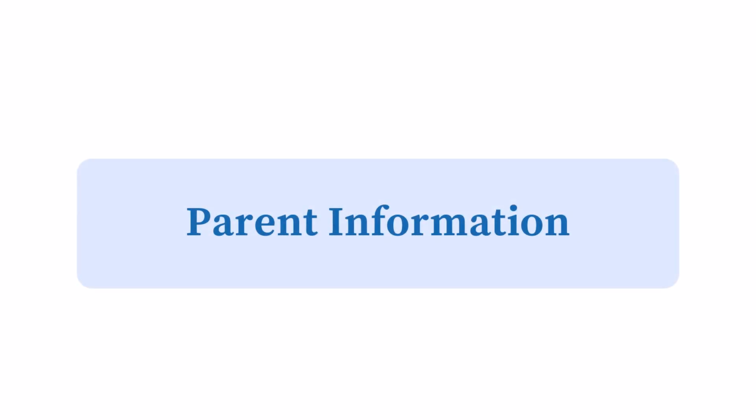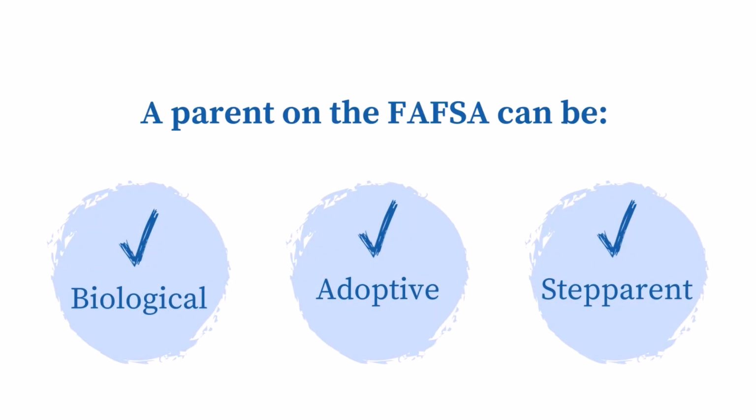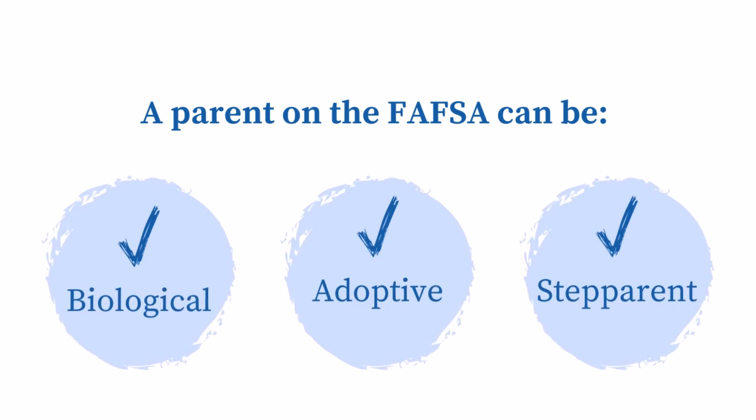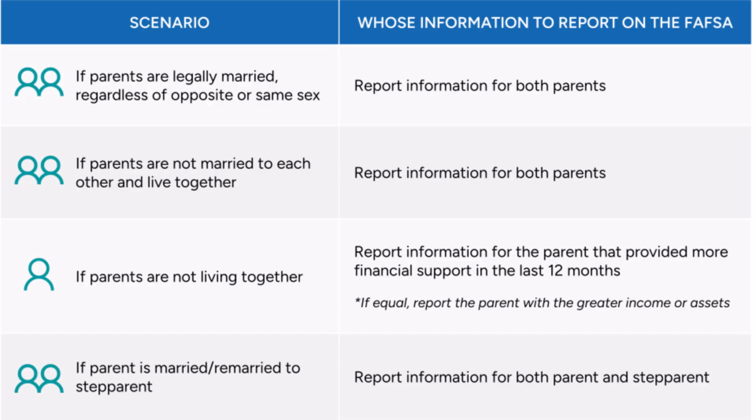Next, if you must provide parental information on your FAFSA, you will need to gather some basic information about them. Remember that a parent on the FAFSA can be a biological, adoptive, or step-parent. If your parents are unmarried or separated and don't live together, you must include the parent who provided the most financial support over the past 12 months.